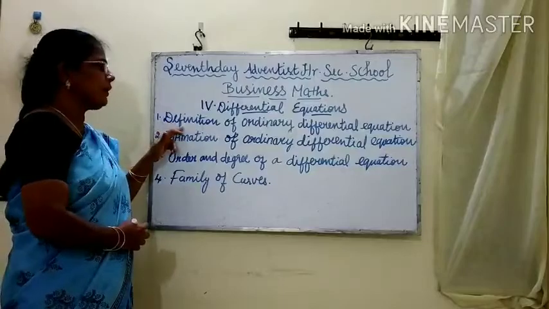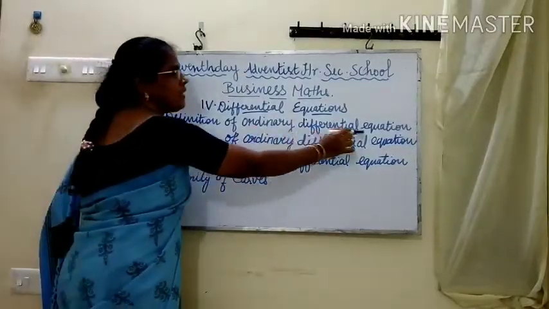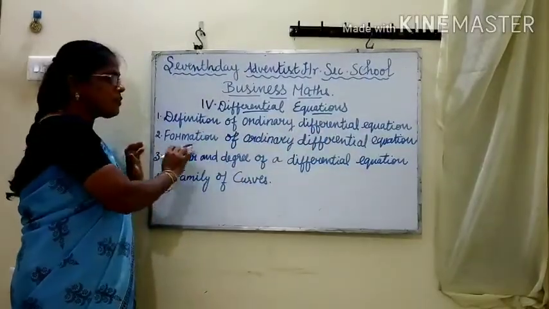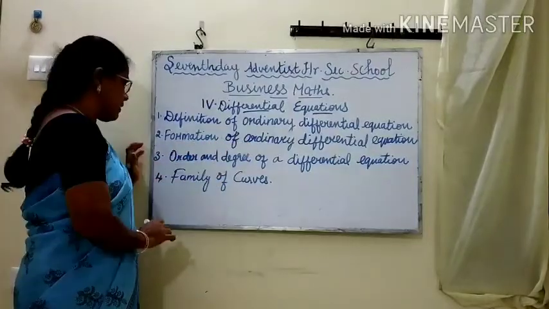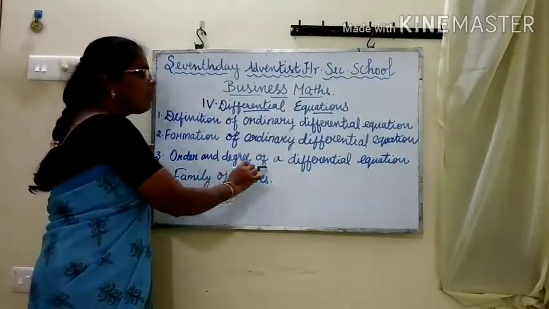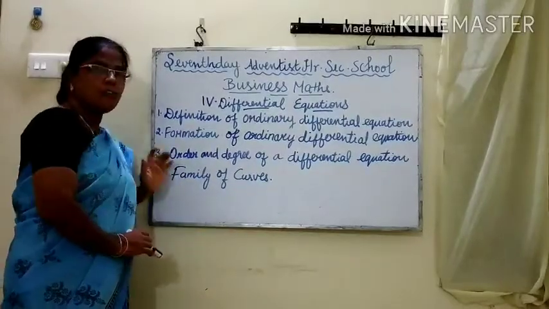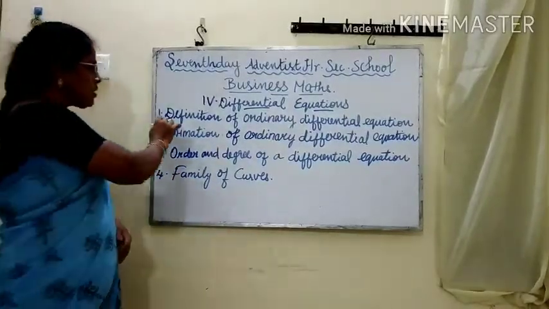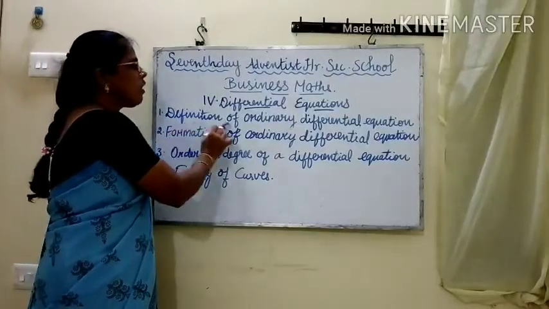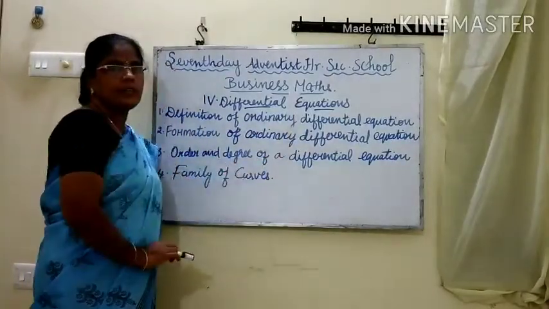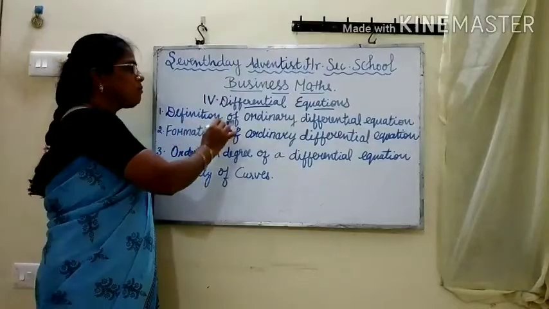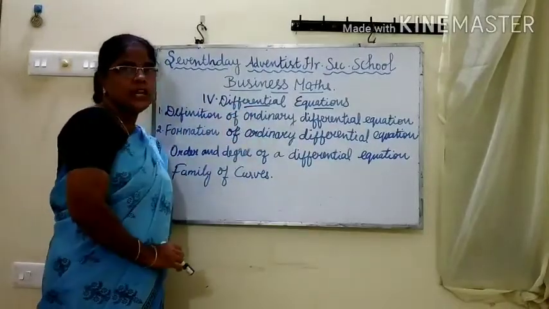The first one is about definition of ordinary differential equation. Second one, formation of ordinary differential equation. Third, order and degree of differential equation. And fourth one about family of curves. Now we are going to see about the first topic, definition of ordinary differential equation. That is, we are going to see about what is the meaning and definitions of the differential equation.